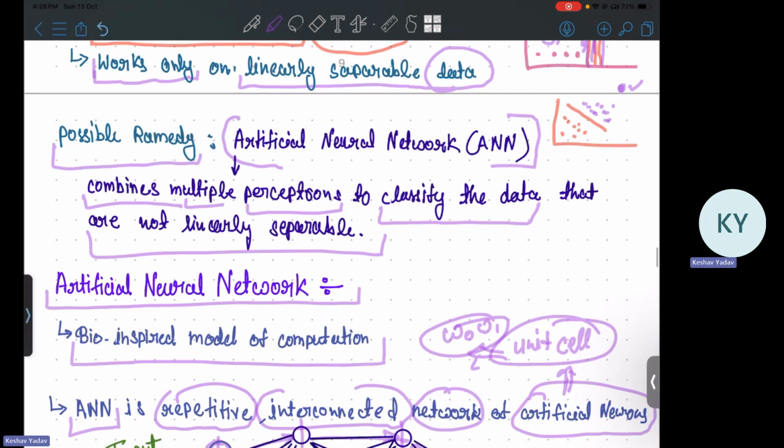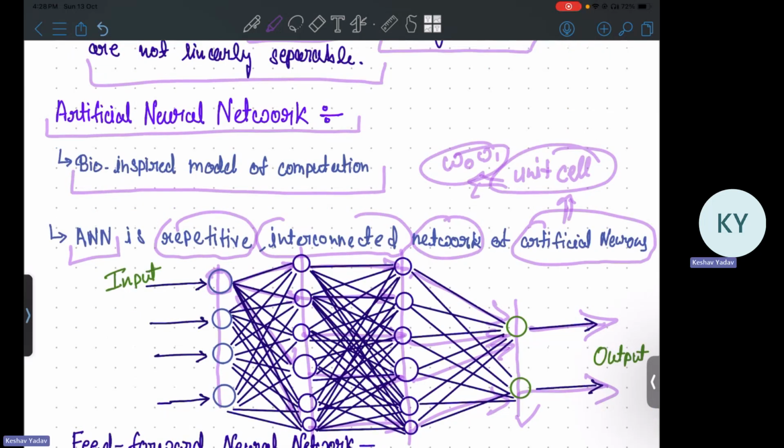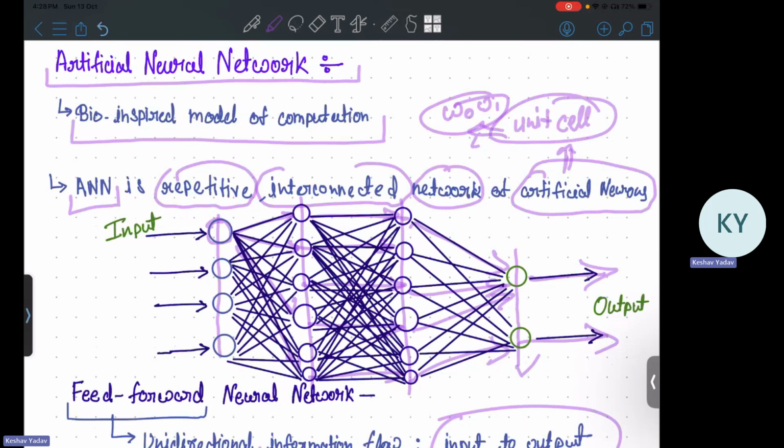So how can we solve this problem? The possible remedy is using an artificial neural network. Here we combine multiple perceptrons to classify data that are linearly separable as well as not linearly separable. Then we have seen the structure of the artificial neural network.